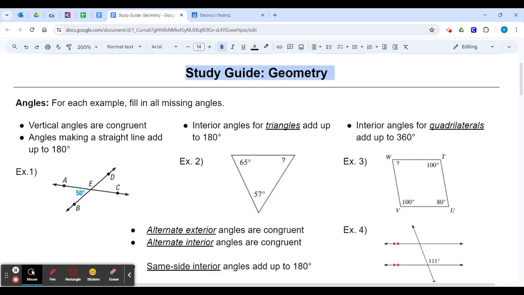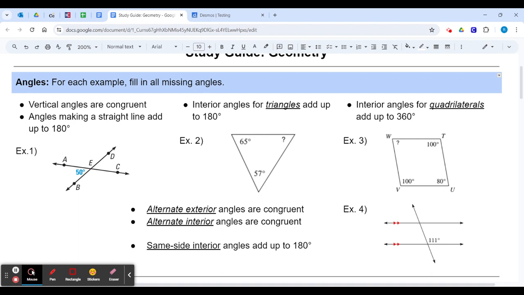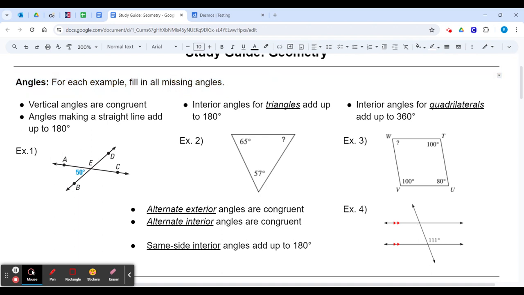So for this angle section here, we want to fill out all of the missing angles for each example given. I've written some principles that we can guide ourselves through this. Example 1, using vertical angles being congruent. That just means that angles across are the same. And so if I have 50 in that left angle there, I should also have 50 in that right angle, the angle across from that.